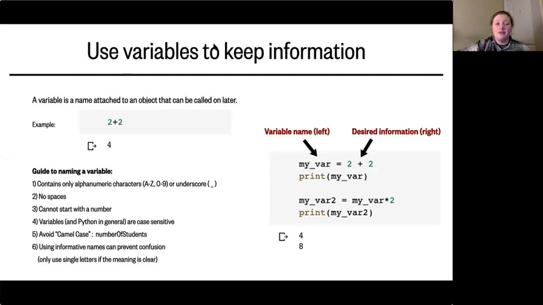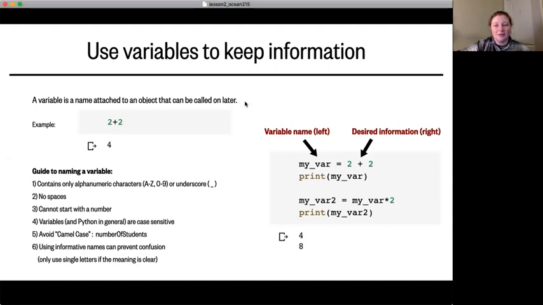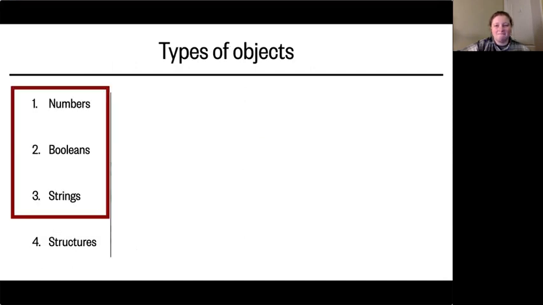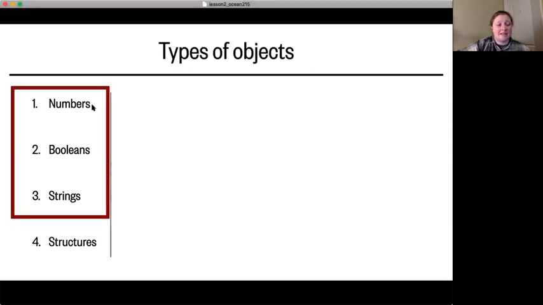Now, variables don't have to just be numbers. Any object that Python can create can be saved as a variable. So we're going to discuss a little bit about types of objects in Python. Today we're going to be discussing numbers, Booleans, and strings. And we're going to get to structures in a later lecture because it's a little bit of a larger topic.